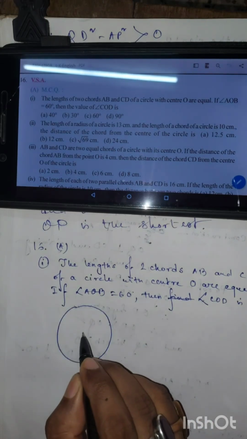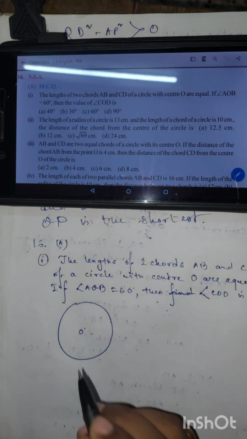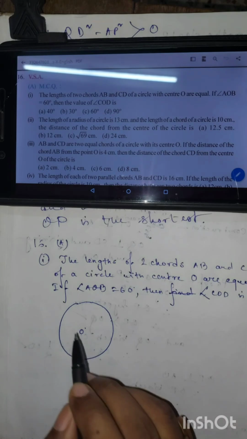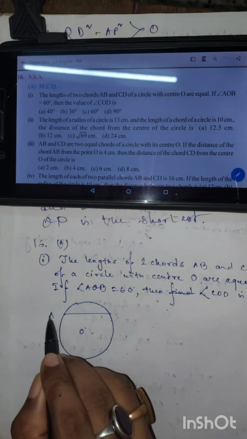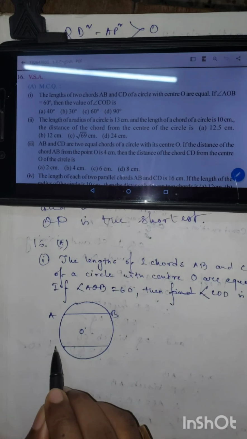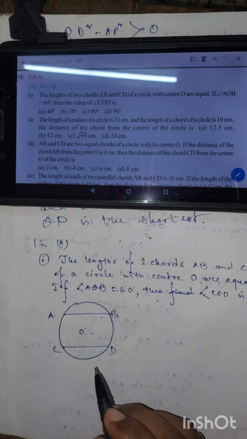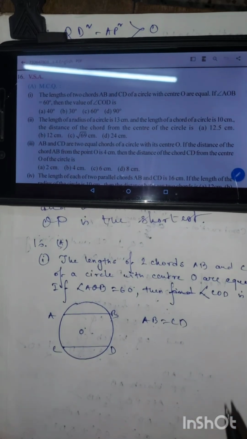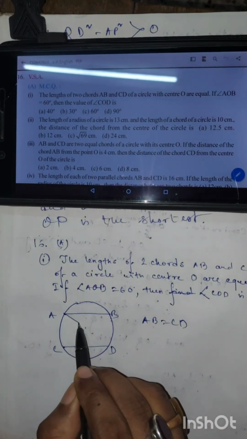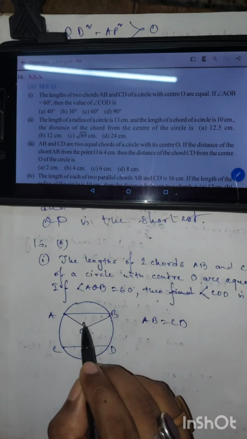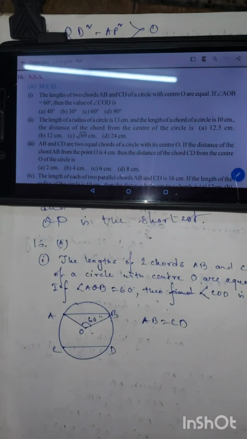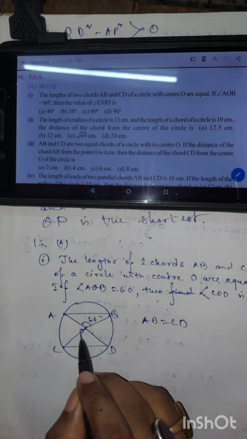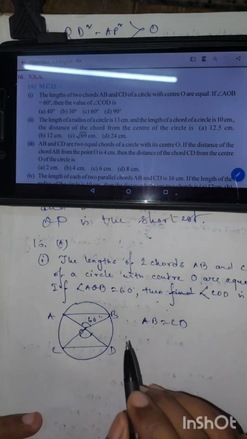So this is our circle with center O. Two chords AB and CD which are equal in length. Angle AOB equal to 60 degree. Then angle COD equal to what? Angle COD will also be 60 degree.